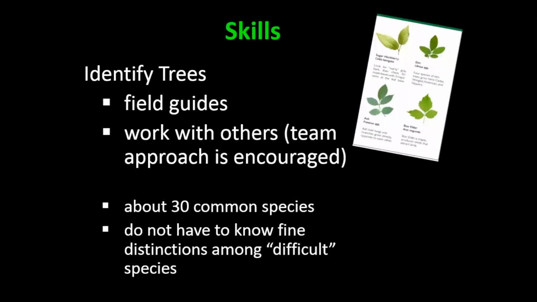There are about 30 common species of trees that you'll encounter out in the field. You don't have to know them all, and you certainly do not have to know the distinctions between the difficult species.